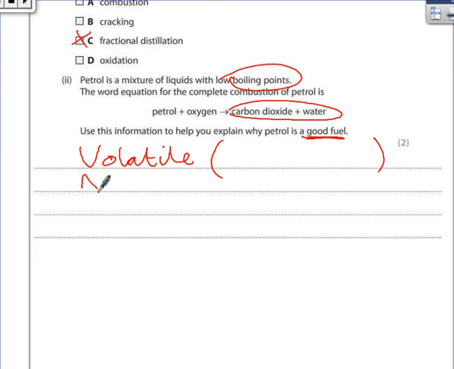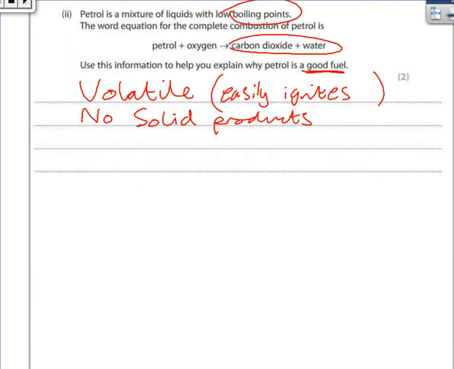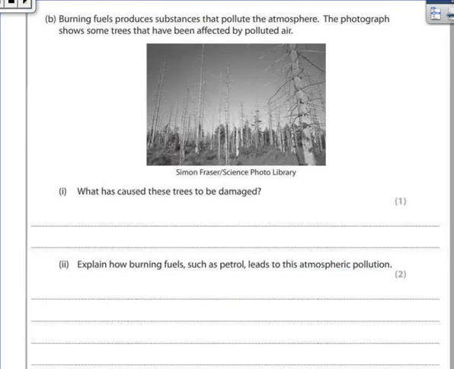So that's good. It's quite clean, although we know carbon dioxide isn't desirable. No solid products, and I'll just put this in for you. Volatile, easily ignites. Okay, burns easily. Okay, next question.